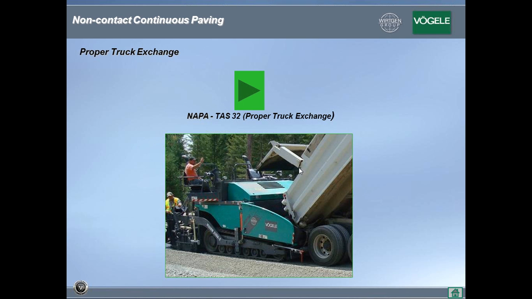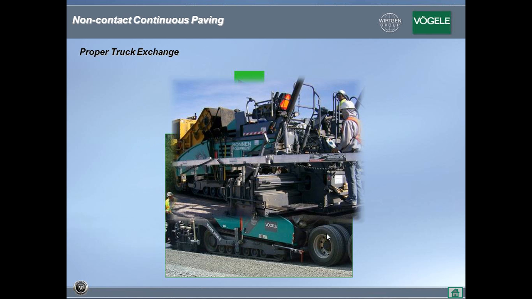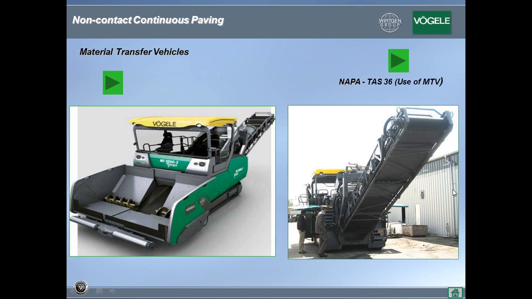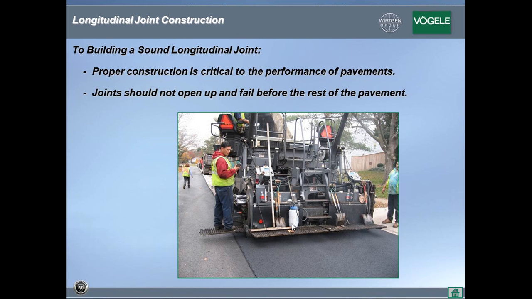So proper truck exchange, again, TAS 32 will teach you how to manage your head of material. There are different types of material transfer vehicles out there that help you transfer that material to the paver to minimize segregation. These are called pickup machines. They usually pick up a windrow that is created by belly dump trucks and then deliver it to the paver. Today we have material transfer vehicles, belt type conveyors and chain type conveyors that receive the mix from the truck and deliver it to the paver. So those are some of the things that you could do to minimize the different forms of segregation that create problems when paving.